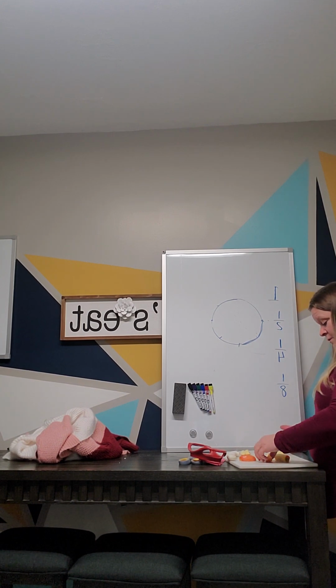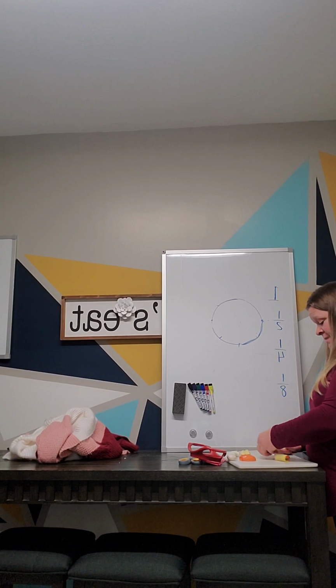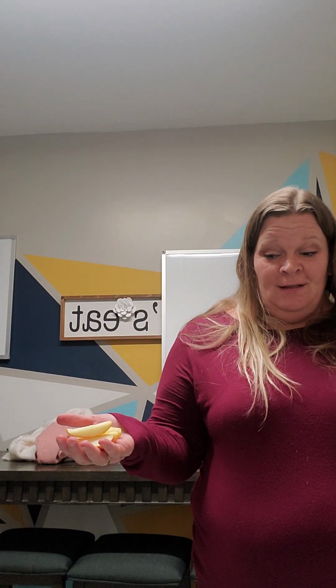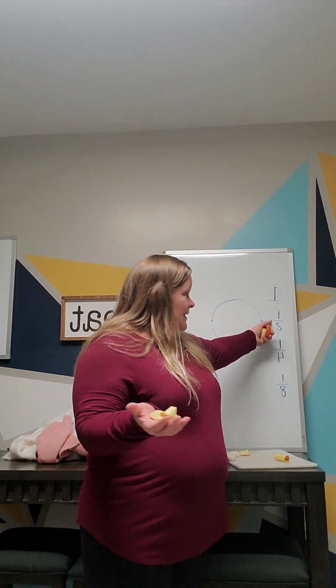4. Are you sure? Yes. Are you absolutely positive? Yeah. And I think you figured it out. You figured out fractions up to 1/8. Okay, so if I give you these 4 pieces, how much of the apple is it? 4 eighths. 1/2. 1 half.